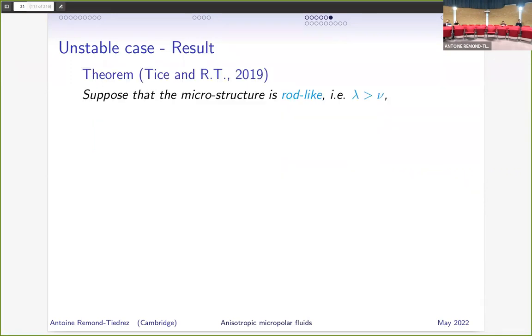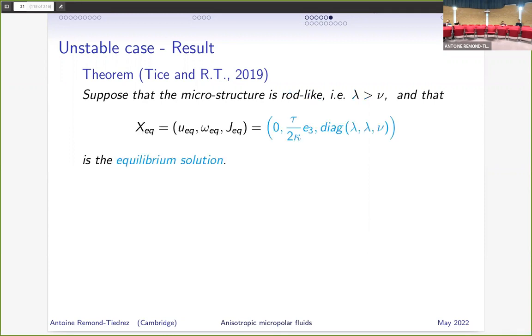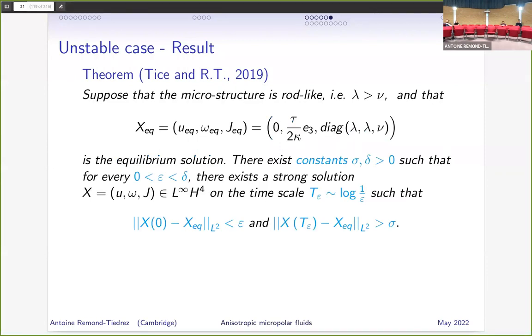So then once you have this, again, the nonlinear estimates, you have to do them. They're not the hard part of the problem. The hard part was the spectral analysis. So once you do this, if your microstructure is rod-like, meaning the repeated eigenvalue is larger than the single one, then your equilibrium is where the velocity is 0 and the angular velocity is aligned with the microtorque, and this is your microinertia. Again, your microinertia is aligned with the microtorque, because a single eigenvalue shows up in the vertical direction. So this is the equilibrium, and it's unstable in L2.